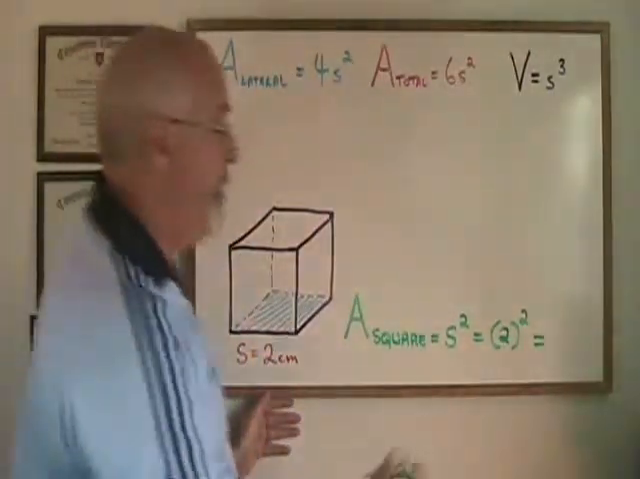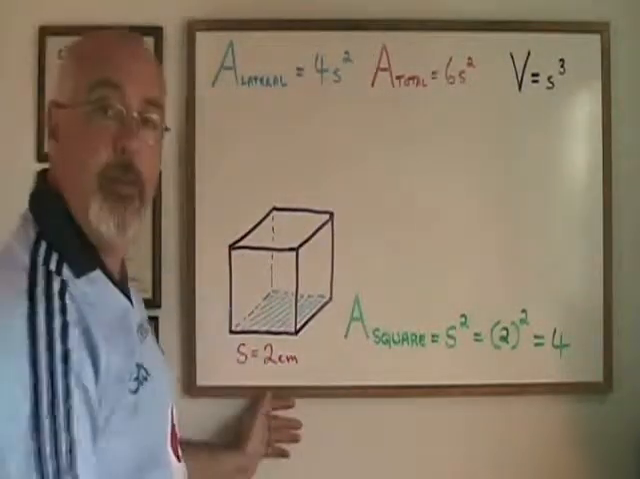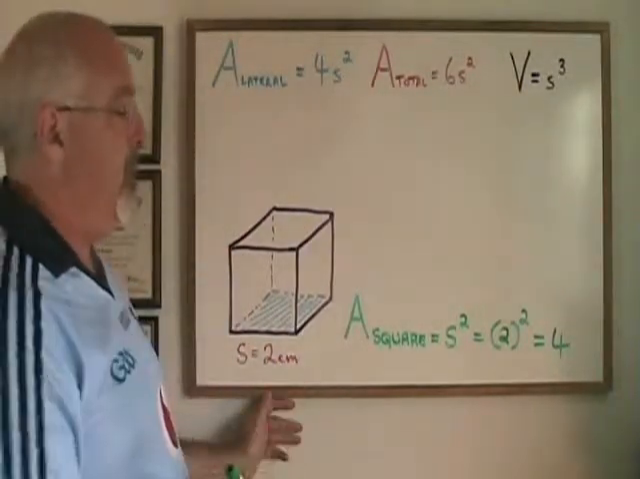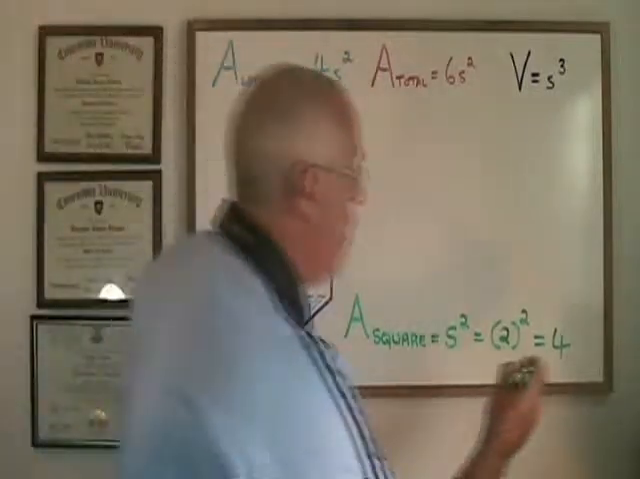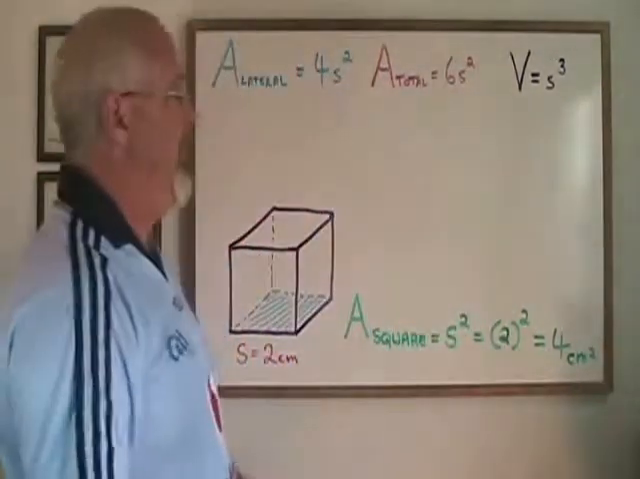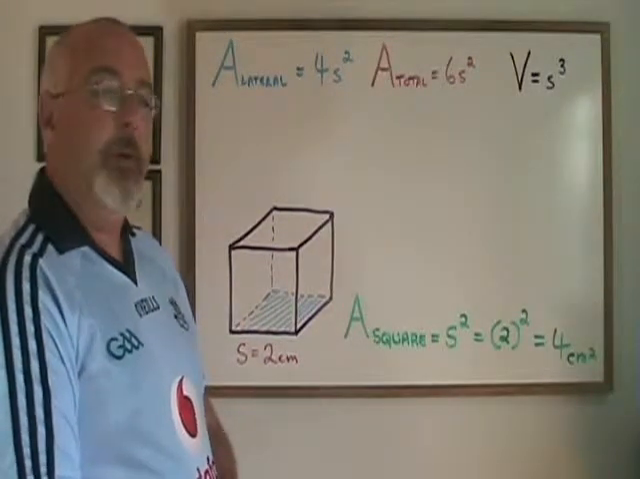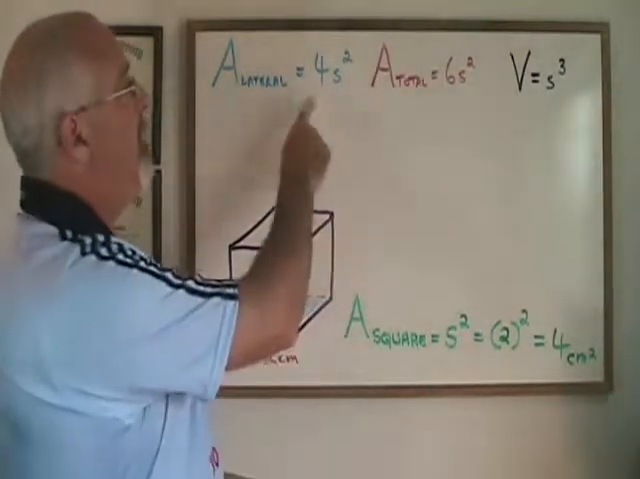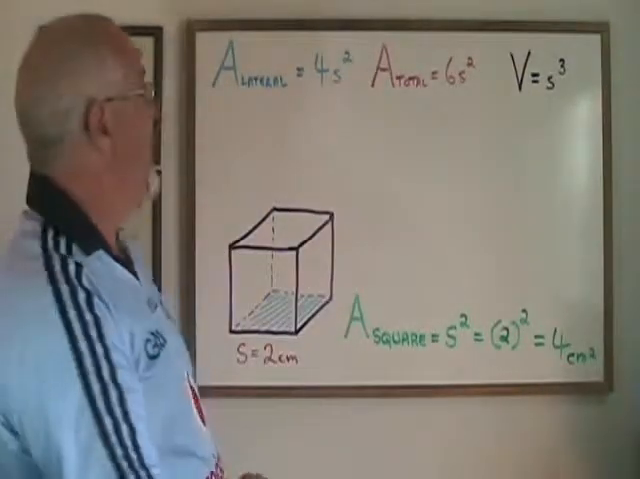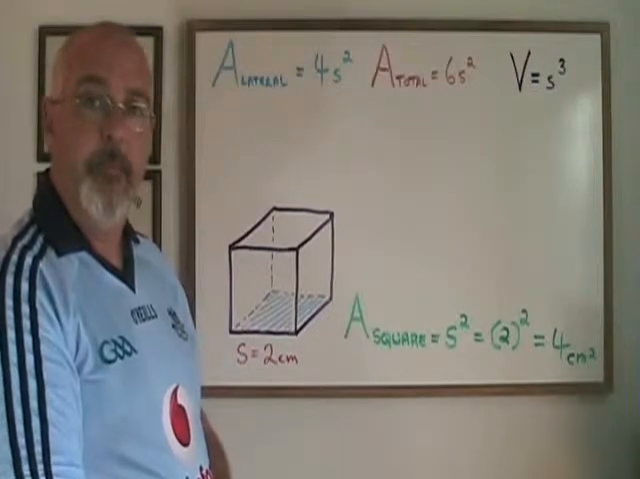And 2 squared is 4. And because it's area and the distance was given in centimeters, the unit for area will be centimeters squared. Knowing this formula can help us not have to memorize these other 3 formulas. The formulas for lateral area, total area, and volume of a cube.